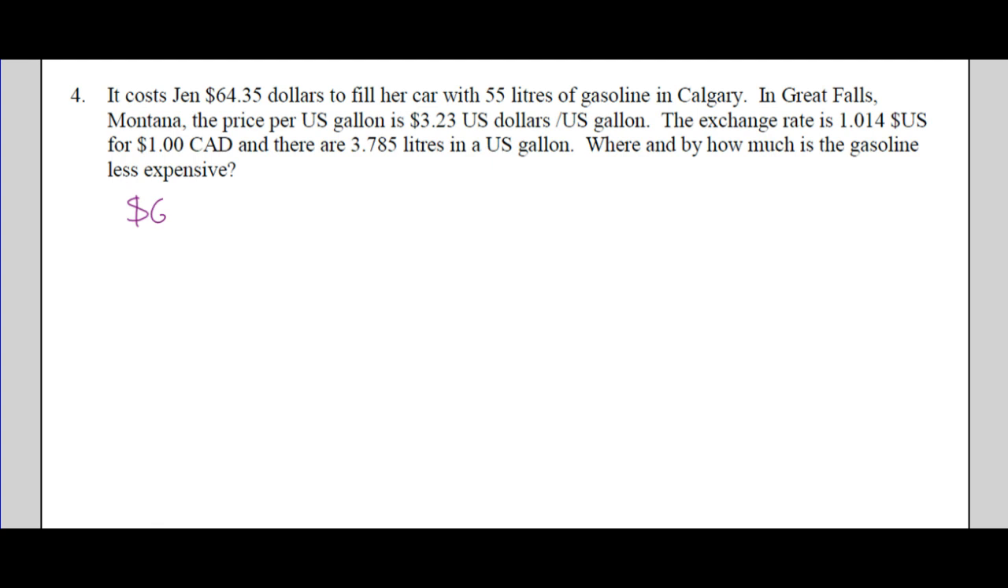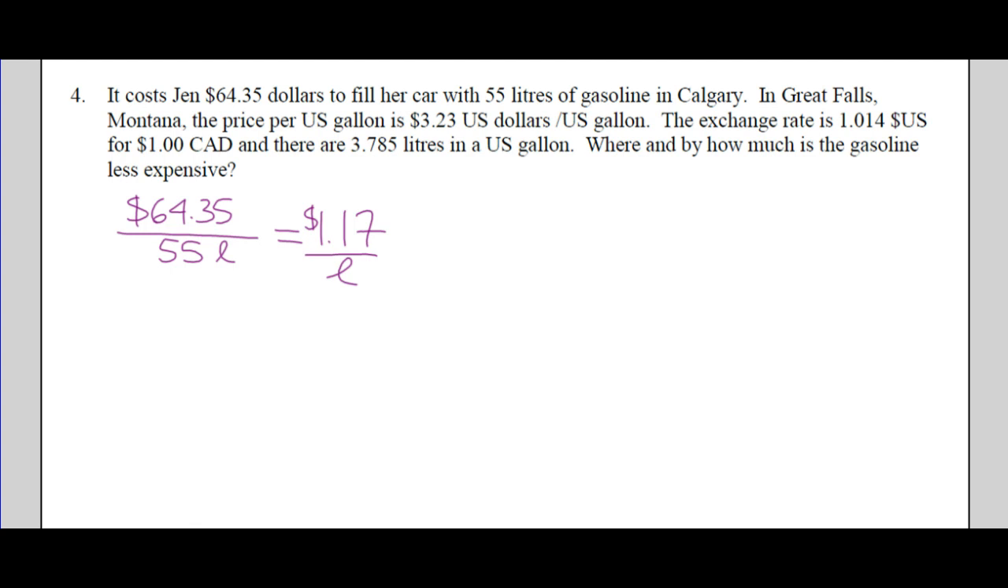So let's start out with $64.35 per 55 liters. Okay, so what is that in dollars per liter? All right, calculator out too. Okay, what is it? 64.35 divided by 55. Okay, $1.17 per liter. Okay, so that's the unit rate. It's $1.17 Canadian for each liter, right? I mean, now we know it's like 91.9 or a little bit less.